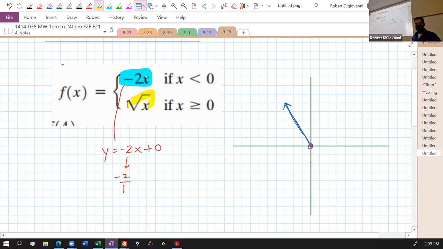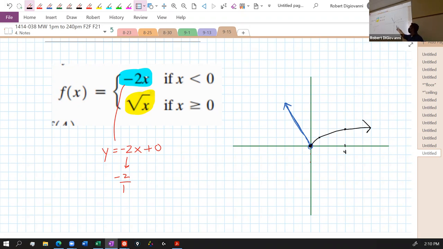Moving on to the yellow piece, square root of x. Now we just studied that, right? We should all know what that looks like now, right? So it starts out at 0, 0. Which actually fills that hole in, doesn't it? And then it continues out this way, like that. It's actually not quite right, I could be more accurate. At one, it's one. At four, it's two. And so on and so forth, but there it is. Got it?